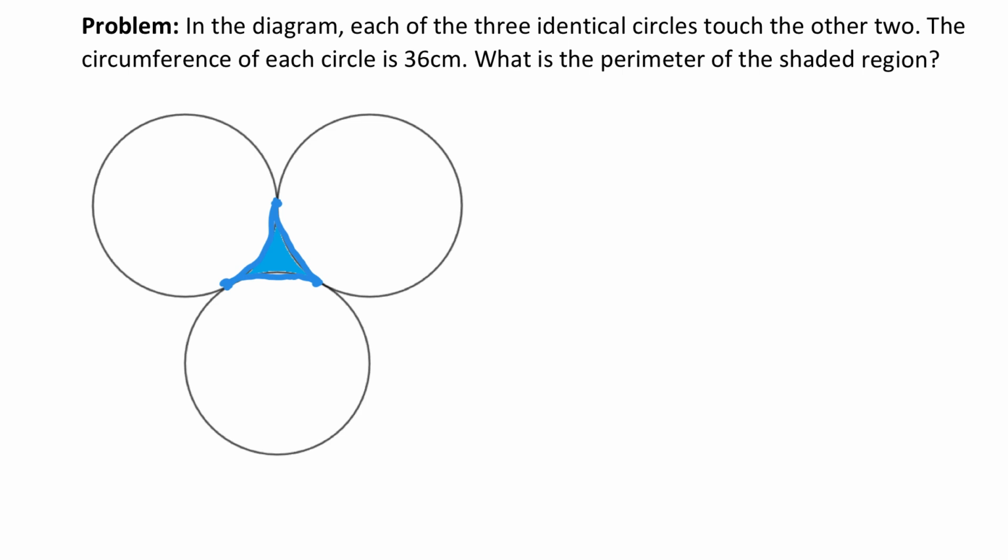All right, this question is kind of funky. What you need to do is look at the 3 centers of the 3 circles, and then draw yourself a triangle.